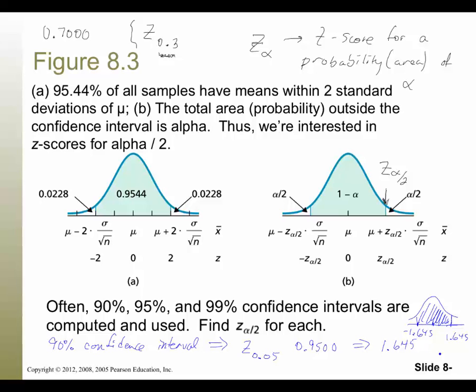Does it make sense? So I want you now to find the z-scores for a 95% confidence interval and a 99% confidence interval. Okay, so can you find the z-scores that give us a 95% and a 99% confidence interval?